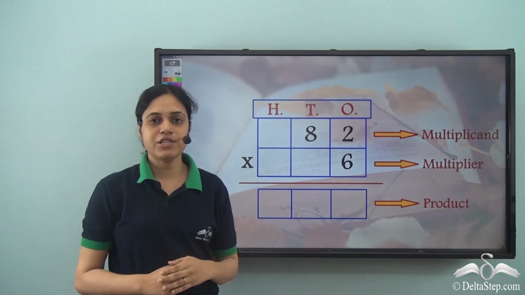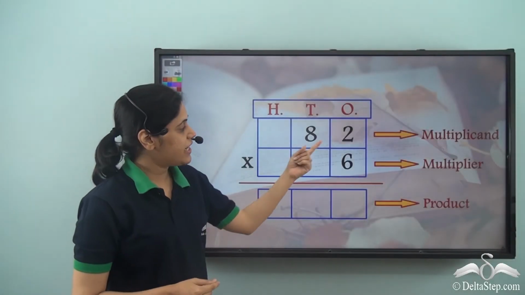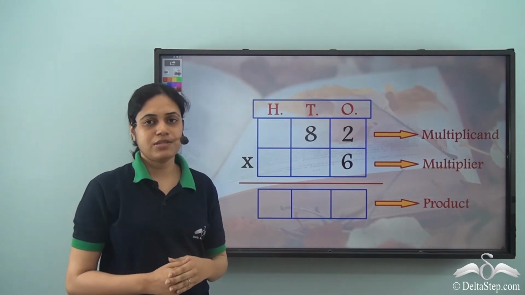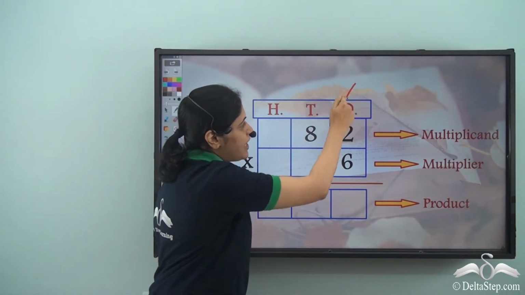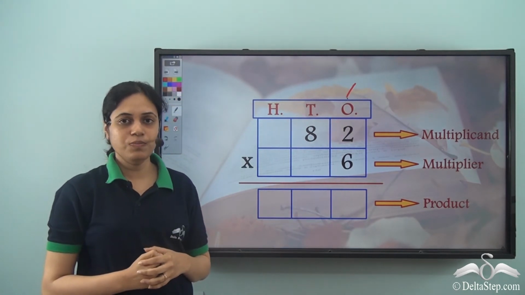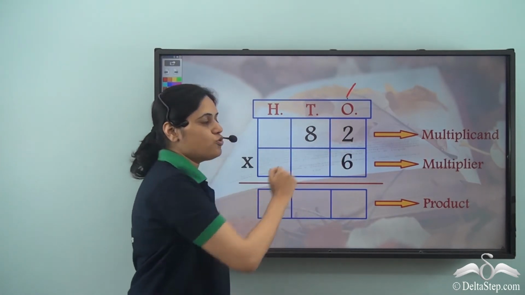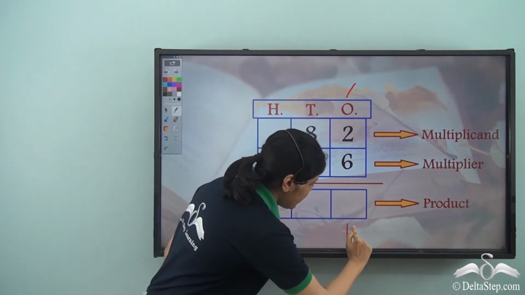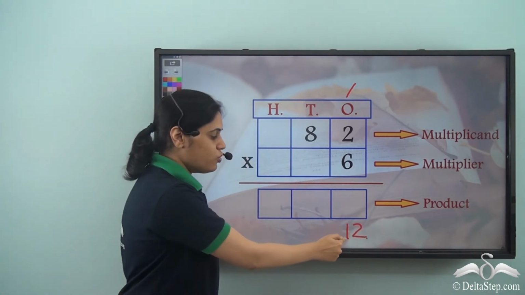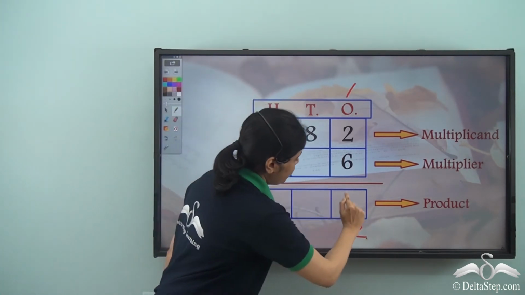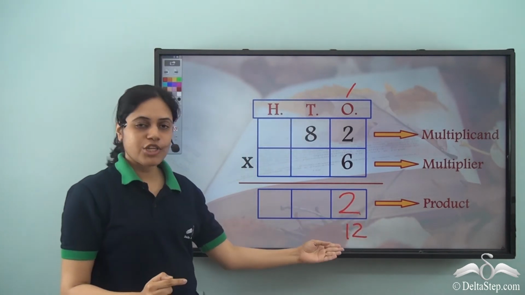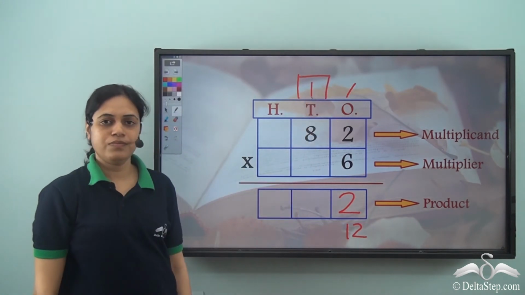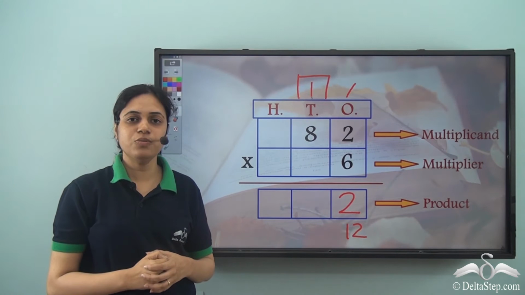Let's do one more multiplication of this type. So this is 82 into 6. Now what is 82 into 6? First, I multiply the digit in the ones room. So 6 into 2. What is 6 into 2? 12. So I have 12. So 2, which is the ones digit, will go in the ones room, and the digit on the left will be carried to the tens room. So 1 will be carried to the tens room.